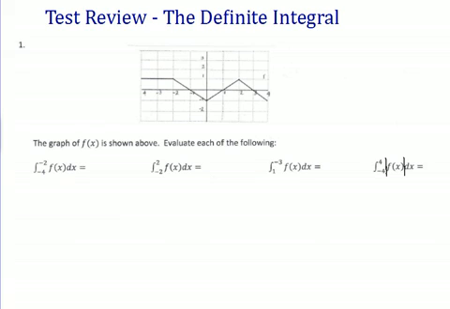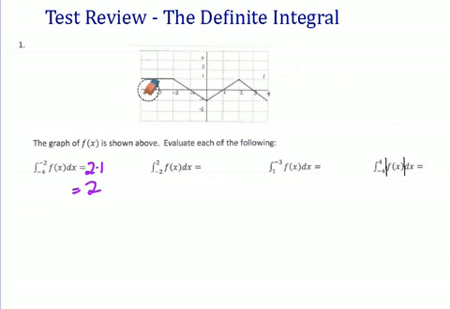In the first one, we're asked to find the integral from -4 to 2. So if I look at my graph, that's this area right here, starting at -4 and going to 2. So it's just the area of that rectangle, which would be 2 times 1, and that equals 2.